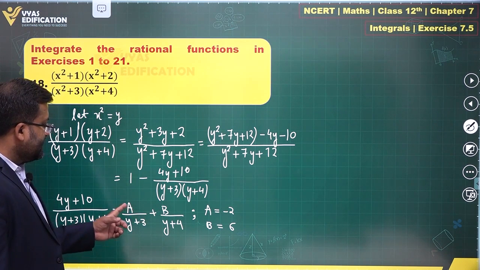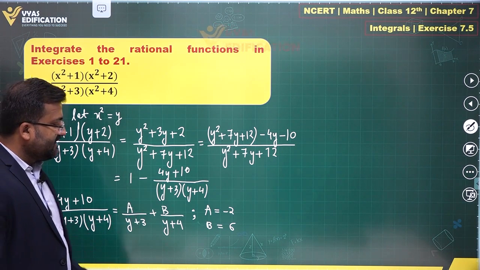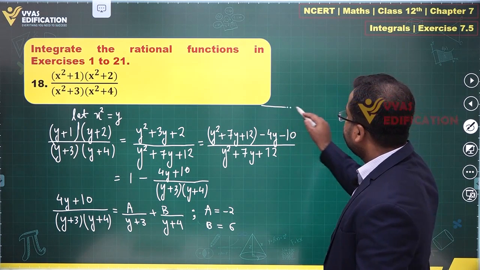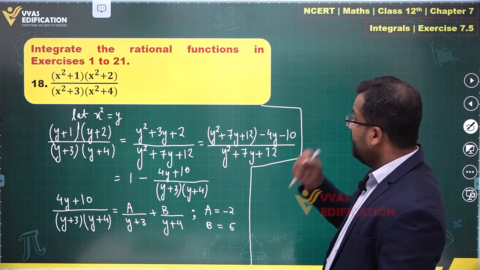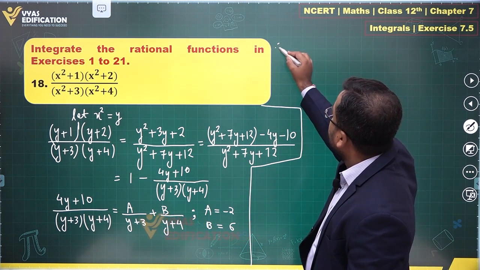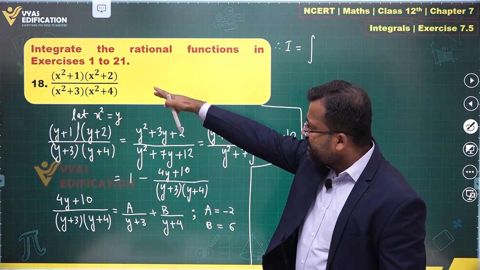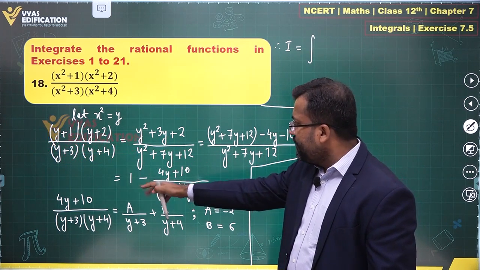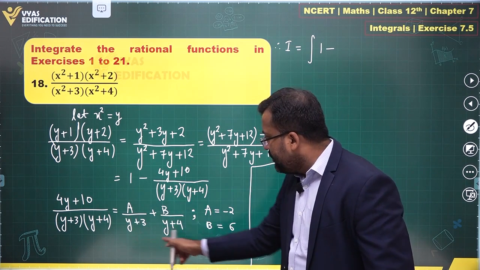You check as well. This is minus 2y plus 6y is 4y. Minus 8 plus 18 is 10 over here. So a and b have been obtained, and therefore integration will not be difficult now, right? So I'll replace y again with x square, and therefore I will be equal to the integral of that whole expression, which is equal to 1 minus this. And this further is equal to this whole expression.